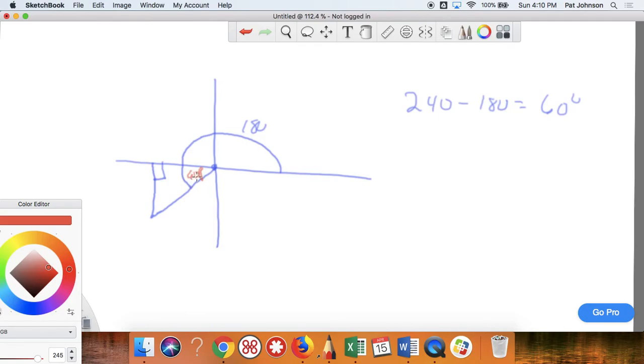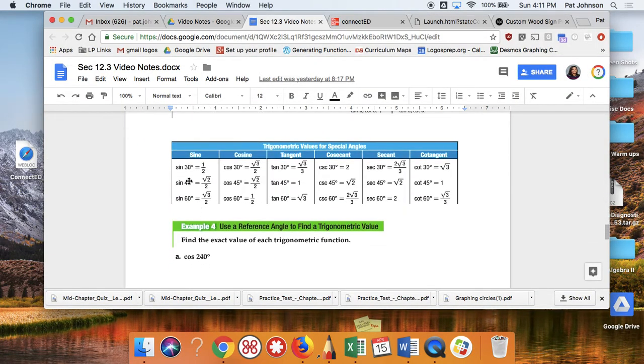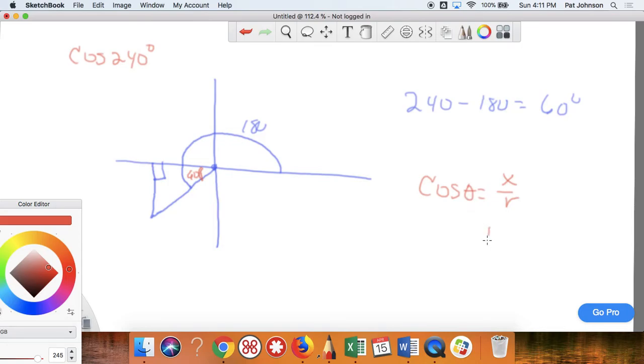And they want us to find cosine of 240 degrees. Well, I know cosine of theta is going to be x over r. Well, this is 60 degrees. This is a special function. So if you go back to the chart here, cosine of 30 degrees is square root of 3 over 2. So cosine of theta is square root of 3 over 2. And we know cosine is what sign in quadrant 3? It's going to be negative, so it's negative square root of 3 over 2.